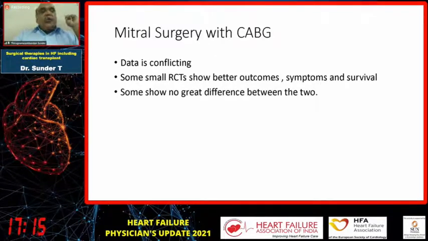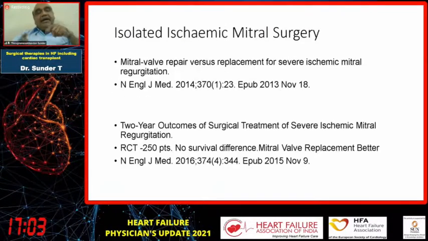Now, when the patient has mitral regurgitation with LV dysfunction and coronary artery disease, mitral surgery has been done, but there are only very small trials. Data is conflicting. So there are instances where isolated mitral surgery has been done. Between valve repair and valve replacement, initially valve repair is better, but in due course they also fail, so replacement in the long term is better.